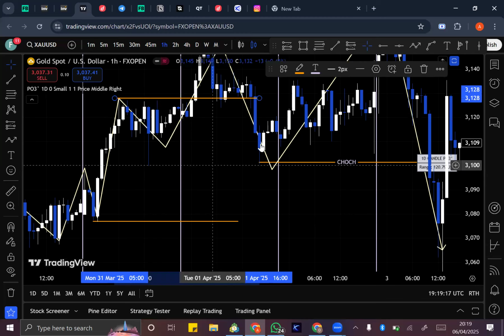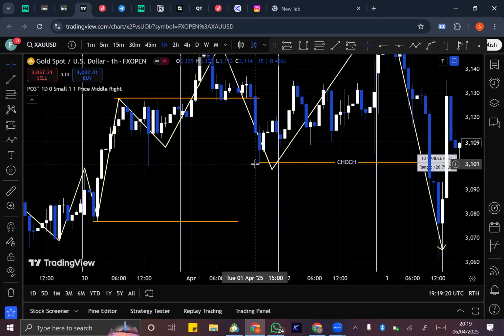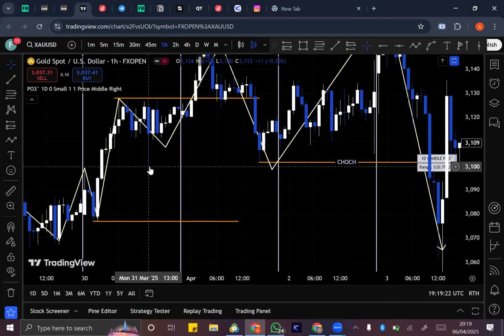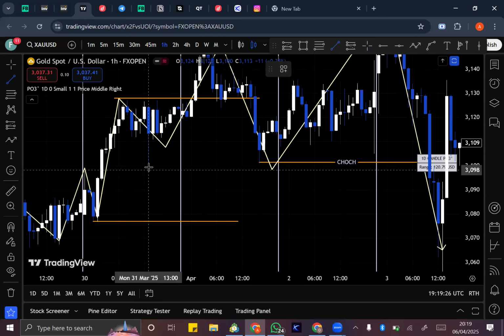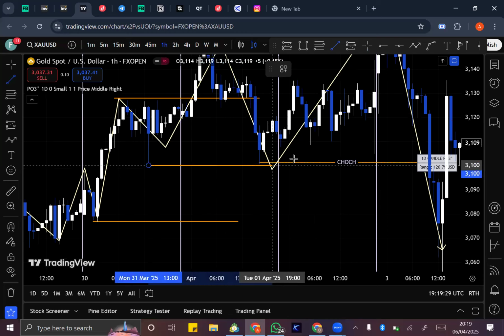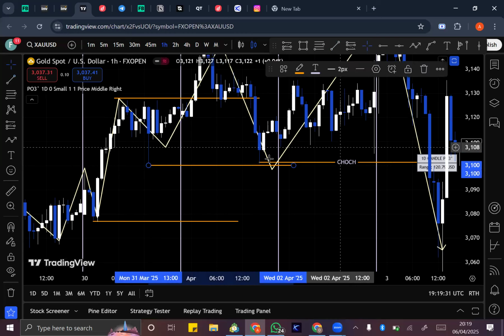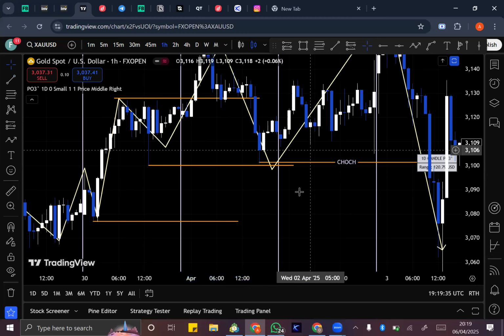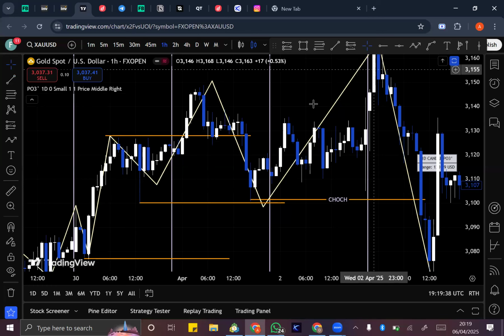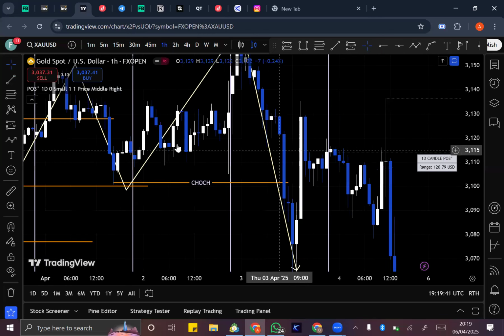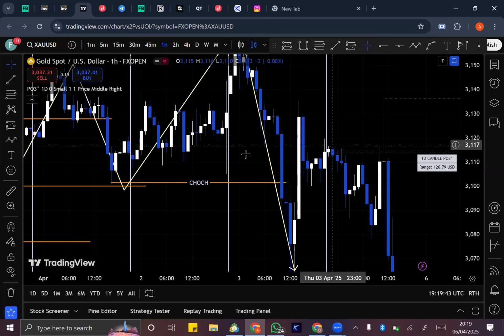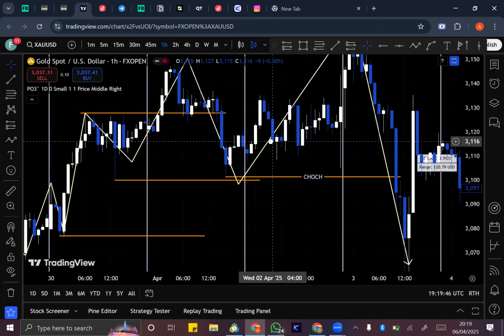But then again, it didn't give us that change of character. It just created a little wick, and that wick didn't even break this wick right here. It didn't even break it to the downside. So I think I have a setup here, but I didn't take the trade because it didn't give me confirmation before pushing all the way up to this level. So I missed every single trade that day because I was waiting for my setup, but it didn't come out.